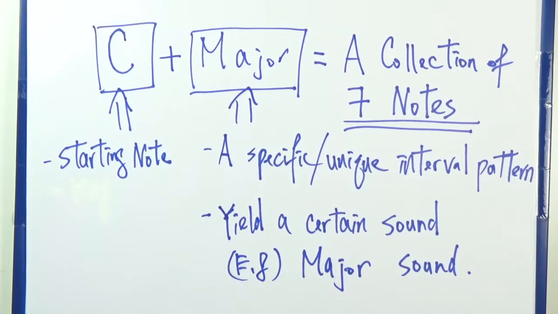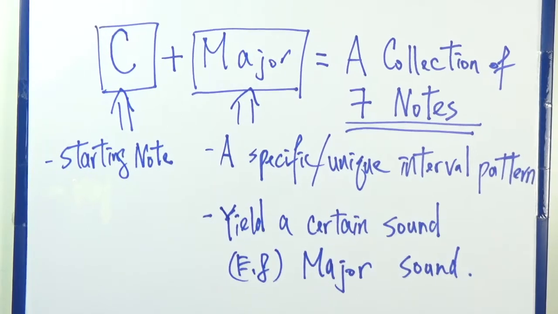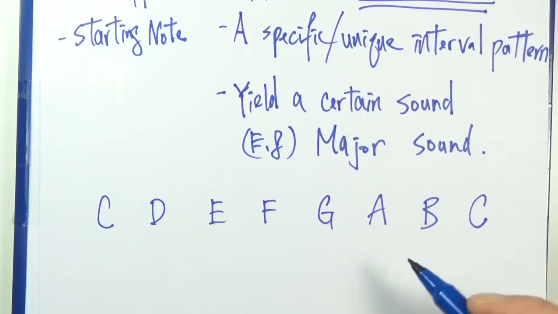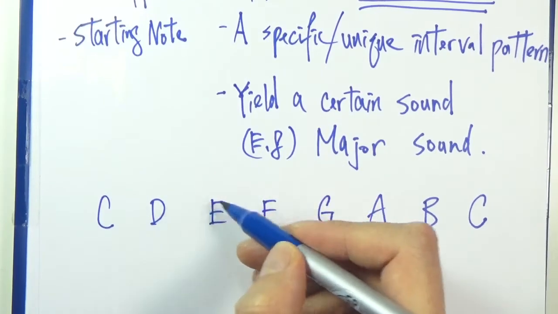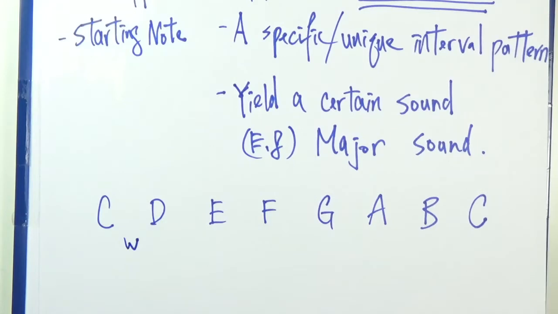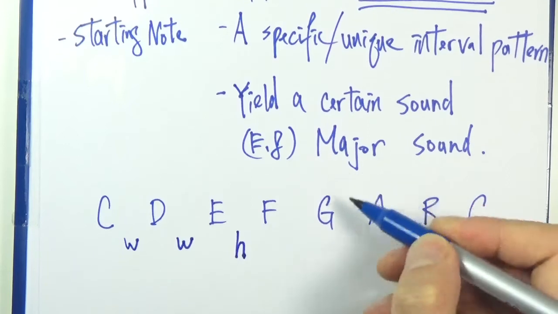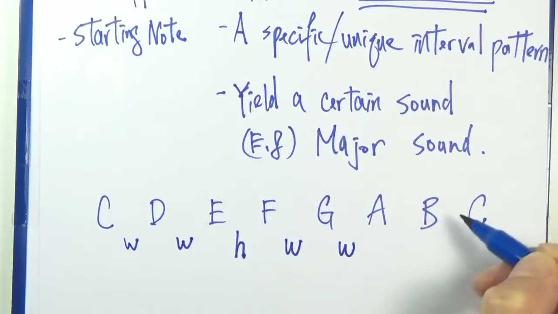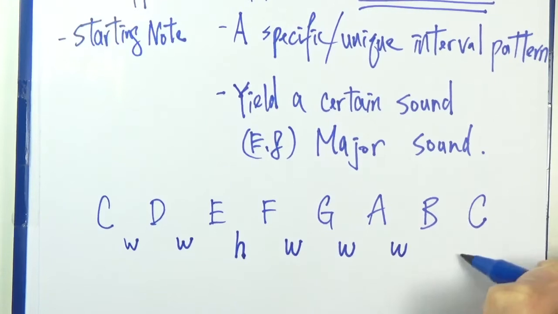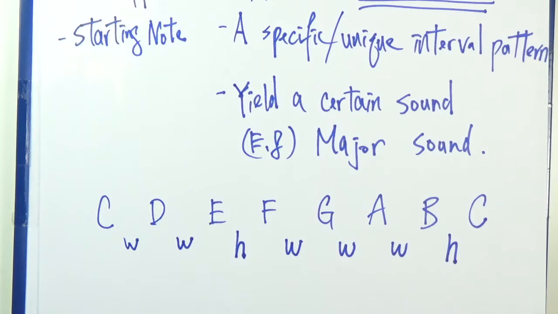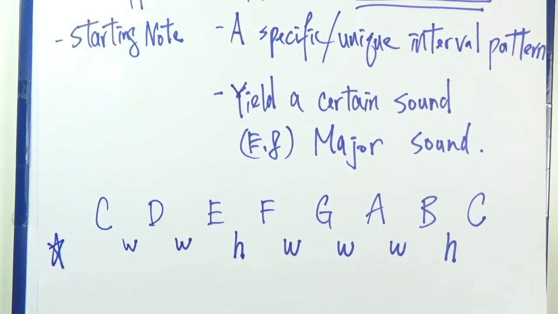So when we are trying to construct a major scale, we are looking for an interval pattern like this. A whole step between C and D, another whole step between D and E, half step between E and F, F and G whole step, G to A whole step, A and B whole step, B and C half step. The term major is referring to this interval pattern: whole, whole, half, whole, whole, whole, half. This is something that is worth memorizing if you haven't already done so.